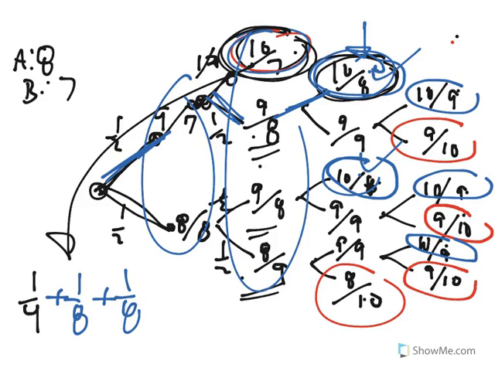But to get to the fourth level, any of these things on the fourth level has a 1/16 chance of happening, because it's multiplied 1/2 times 1/2 times 1/2 times 1/2. And notice how there's 1, 2, 3 of those.